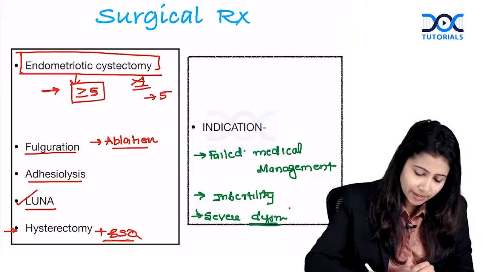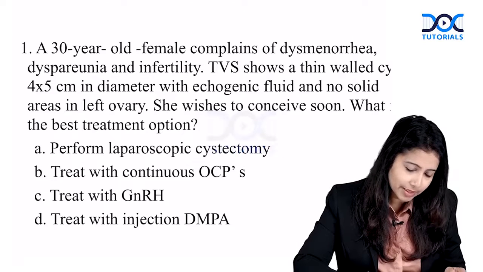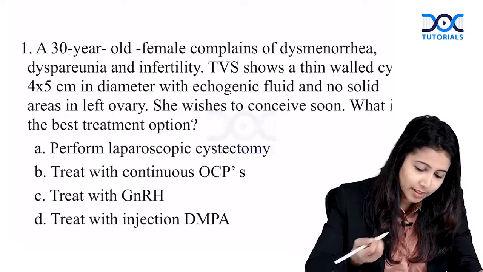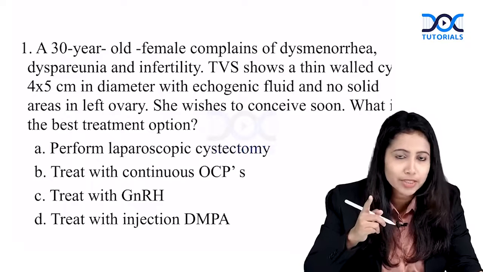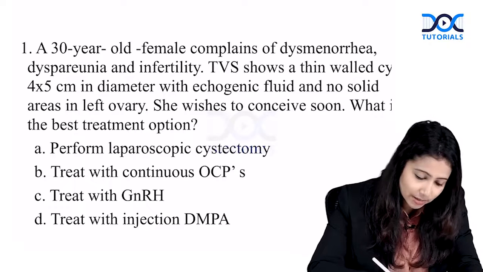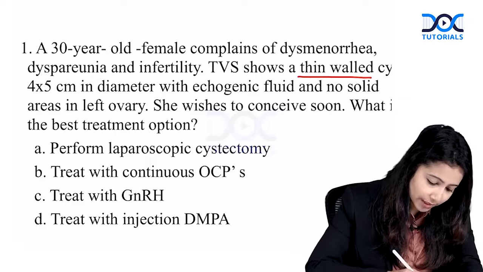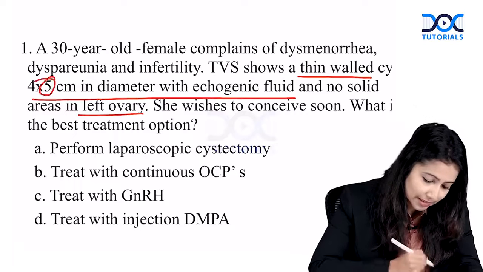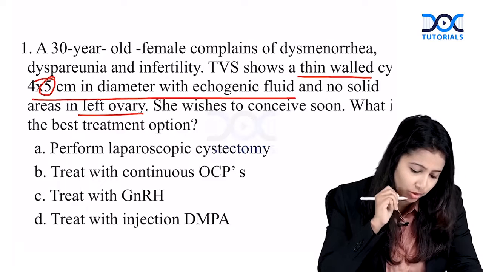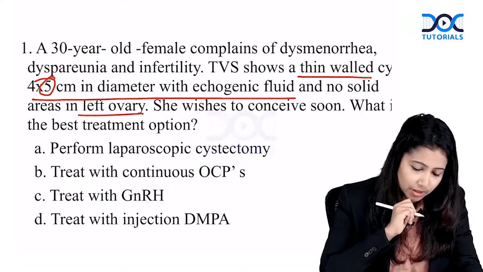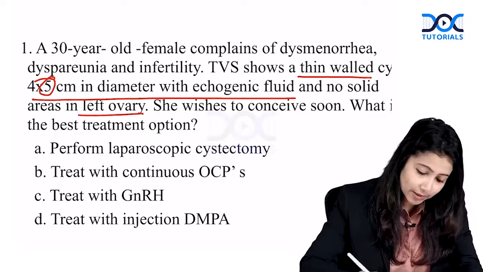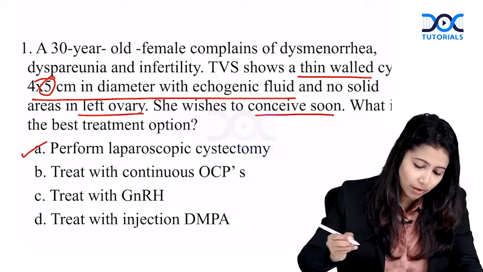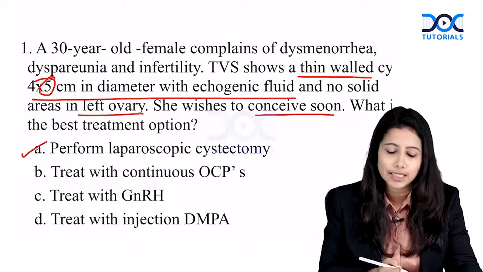Alright. So let's have a look at a few examples here. A 30-year-old female is complaining of dysmenorrhea, dyspareunia, infertility. Now we are going to think of endometriosis. And yes, the ultrasound is showing a thin wall cyst with echogenic fluid in the left ovary. Most likely she is having an endometrioma and it is 5 cm. And she wishes to conceive. What is the best treatment option? So here the answer is, she is wishing to conceive. She has infertility, and for further treatment we can go for laparoscopic cystectomy in that case.